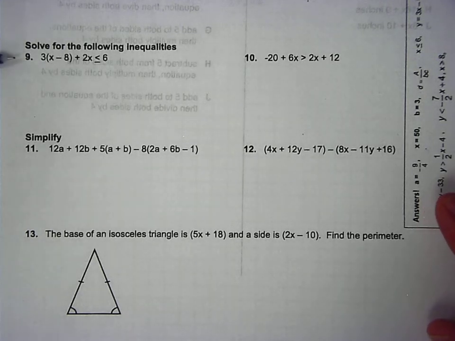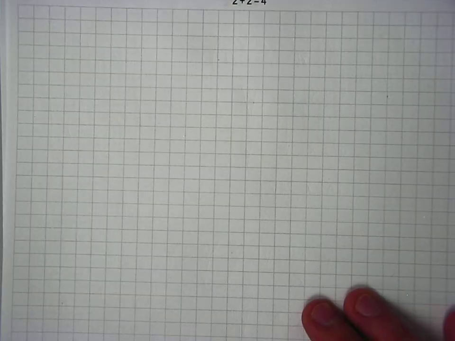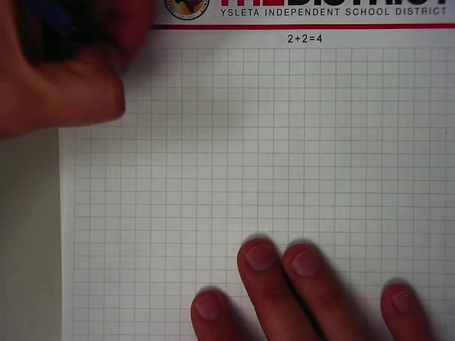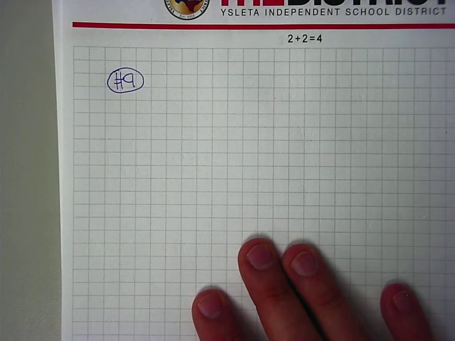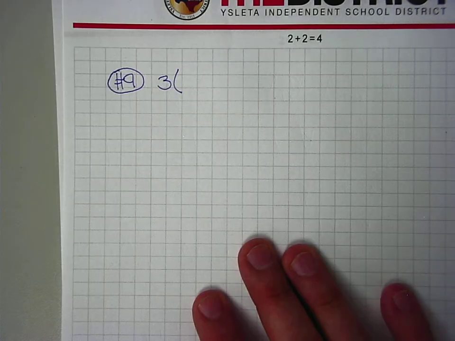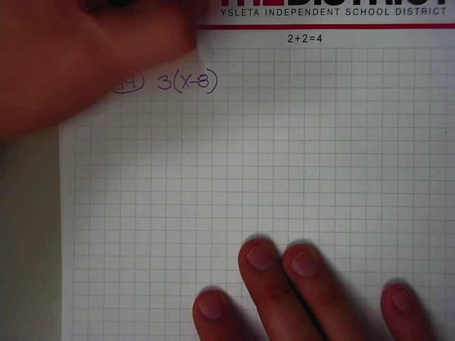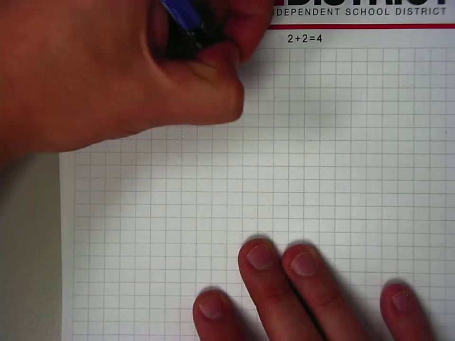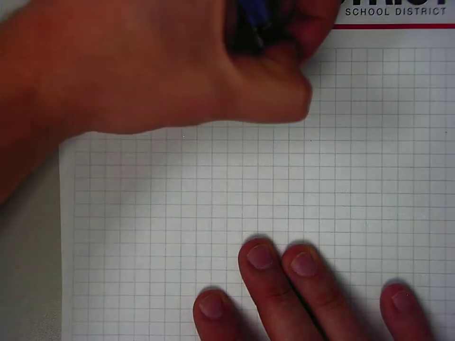For numbers 9 and 10, they want us to solve the following inequalities, and in both cases they want us to solve for x. So I'm gonna go ahead and move my scratch paper now, and I will go ahead and write the inequality again. Hard habit to break, sorry, I keep saying that. So number 9, we have the inequality of 3 times the quantity x minus 8 in parentheses plus 2x is less than or equal to 6.